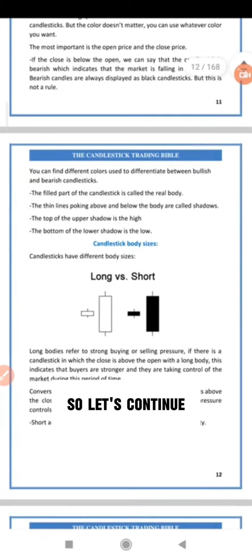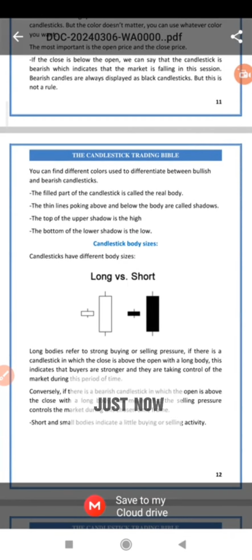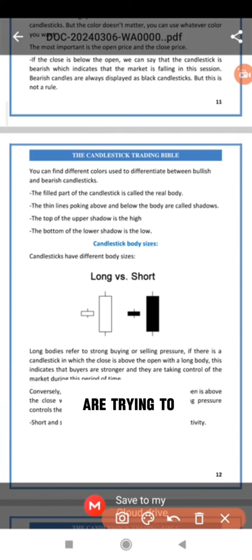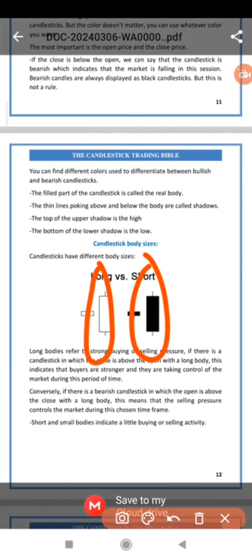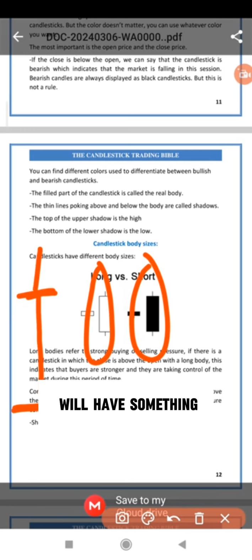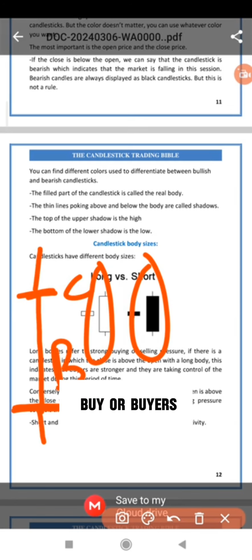Okay, so let's continue. Now, when we talk about long versus short, we are talking about buyers and sellers. Everything I've explained just now is what they are trying to say here. This is long or short. When we talk about long, it opens here, closes here, then we have something like this. So this is open, this is close. This is a buy, or bias, or bullish trend.